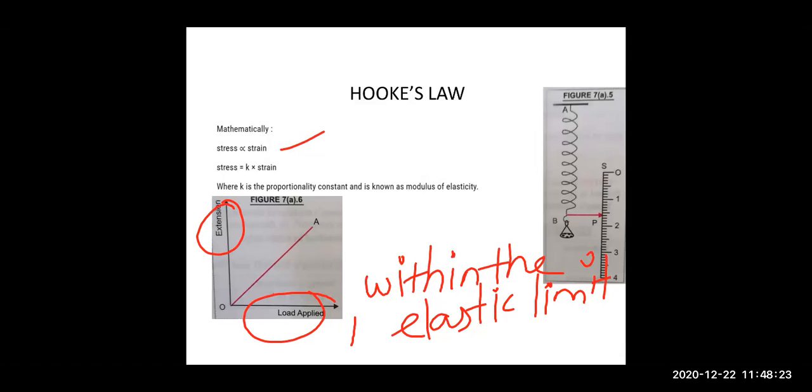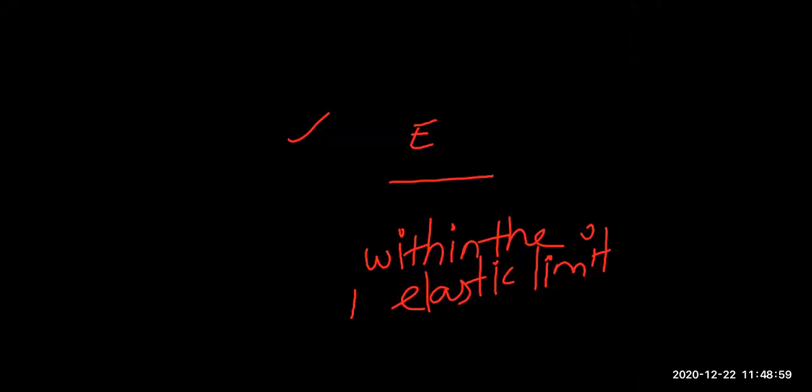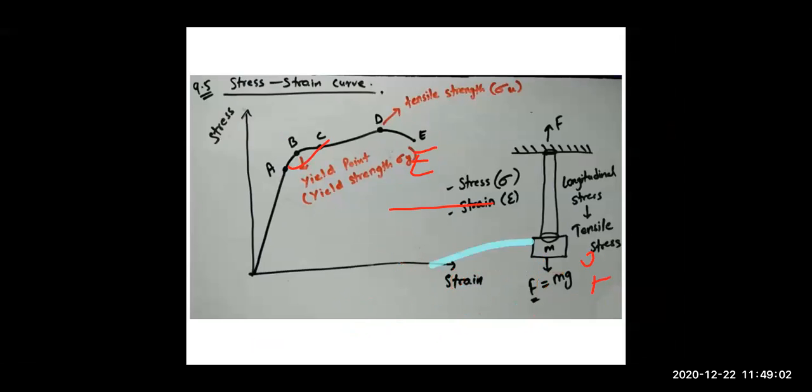So according to Hooke's law, children, the stress is directly proportional to the strain within the elastic limit, and if we remove the proportionality sign here, a constant will appear, and this constant is known as the modulus of elasticity. Right, children? The modulus of elasticity is denoted by the symbol E. We will learn this in detail. Now, let's see the curve of stress versus strain.